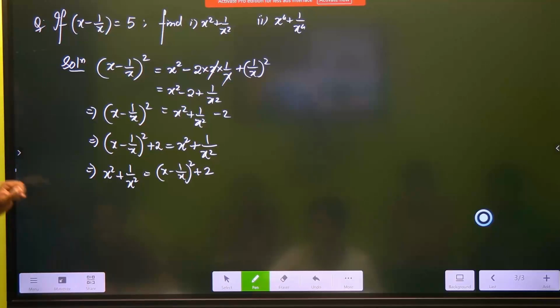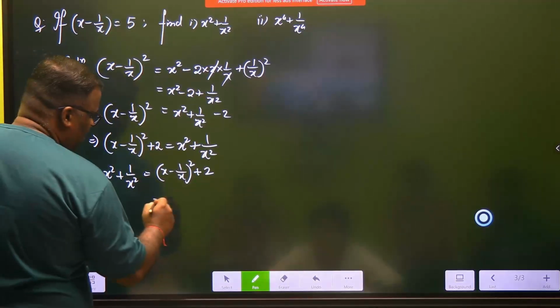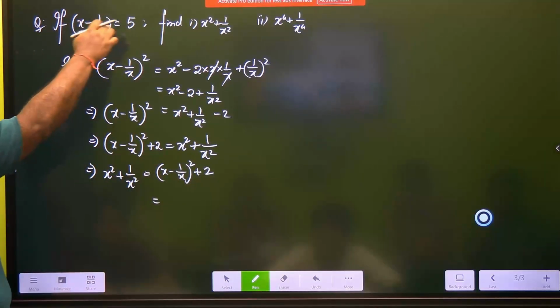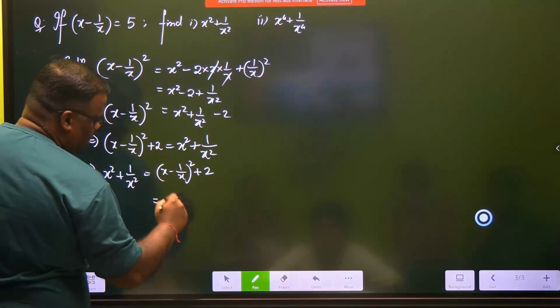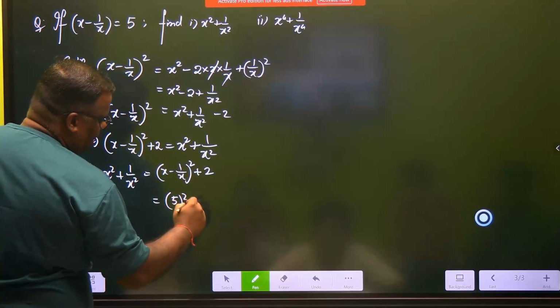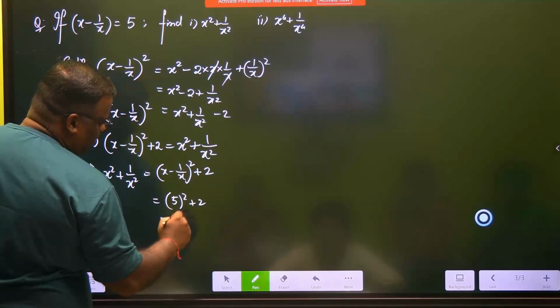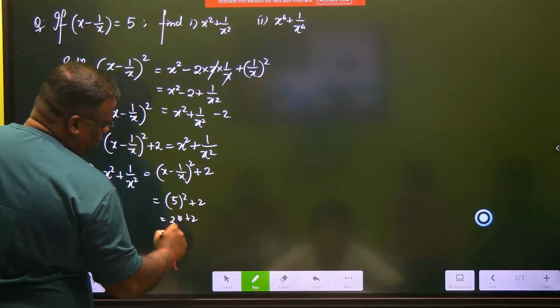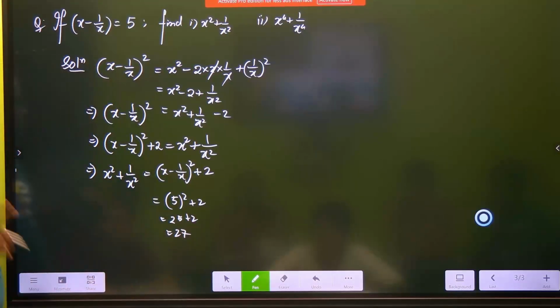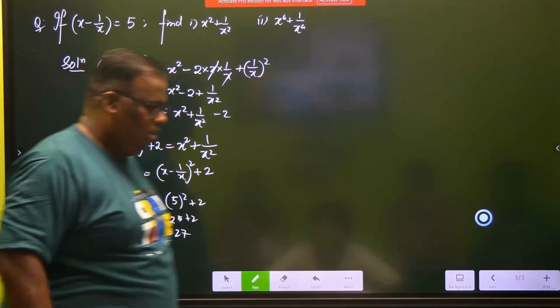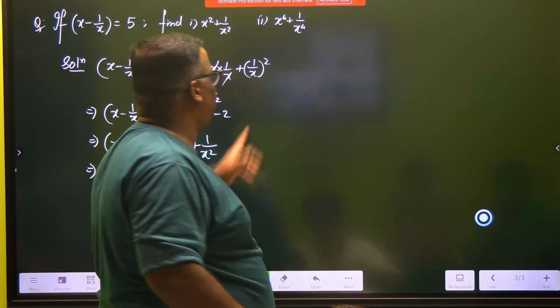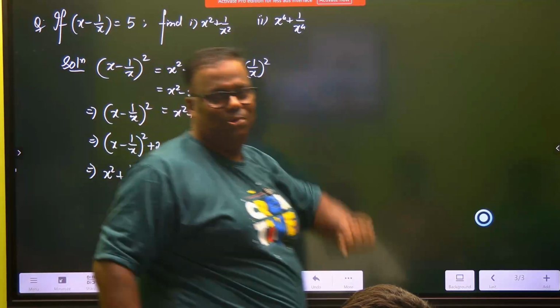Plus 2. Understood? And this is the thing that you have to find out. Time for me to now use my substitution. This is already given. This is how much? 5. So can I put a 5 square out here and a 2, which is 25 plus 2, which is equal to 27. And if you want to make me happy today, please copy this step by step and process the next one on your own.